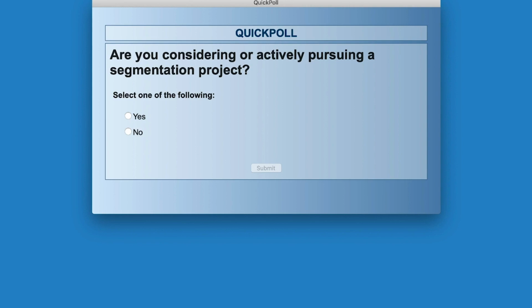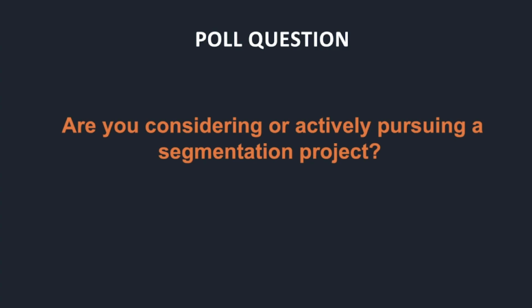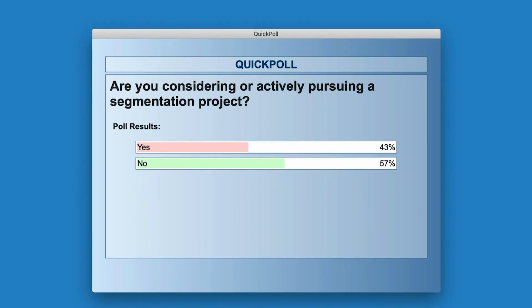What do I need to get to just to be able to see how applications are talking to each other? So that tends to be a driver for segmentation as well. Okay, excellent. So here's the results on the screen of the poll. 43% said yes, they are actively considering a segmentation project. What's your take, Faraz?